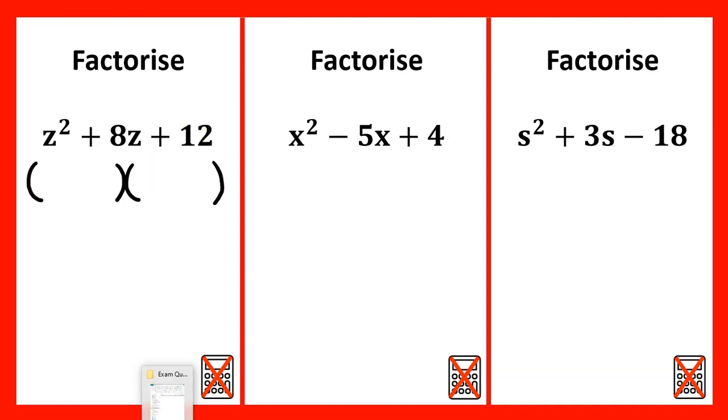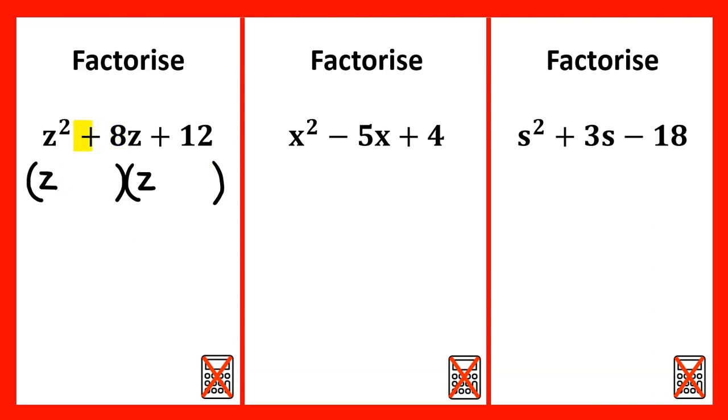You can factorise some quadratics into double brackets. The way that we'll get z squared is by having z in one of the brackets multiplied by z in the other bracket when expanding. The way you'll get plus 12 is as a result of timesing these two numbers together, and the way you'll get positive 8 is as a result of adding these two numbers together.